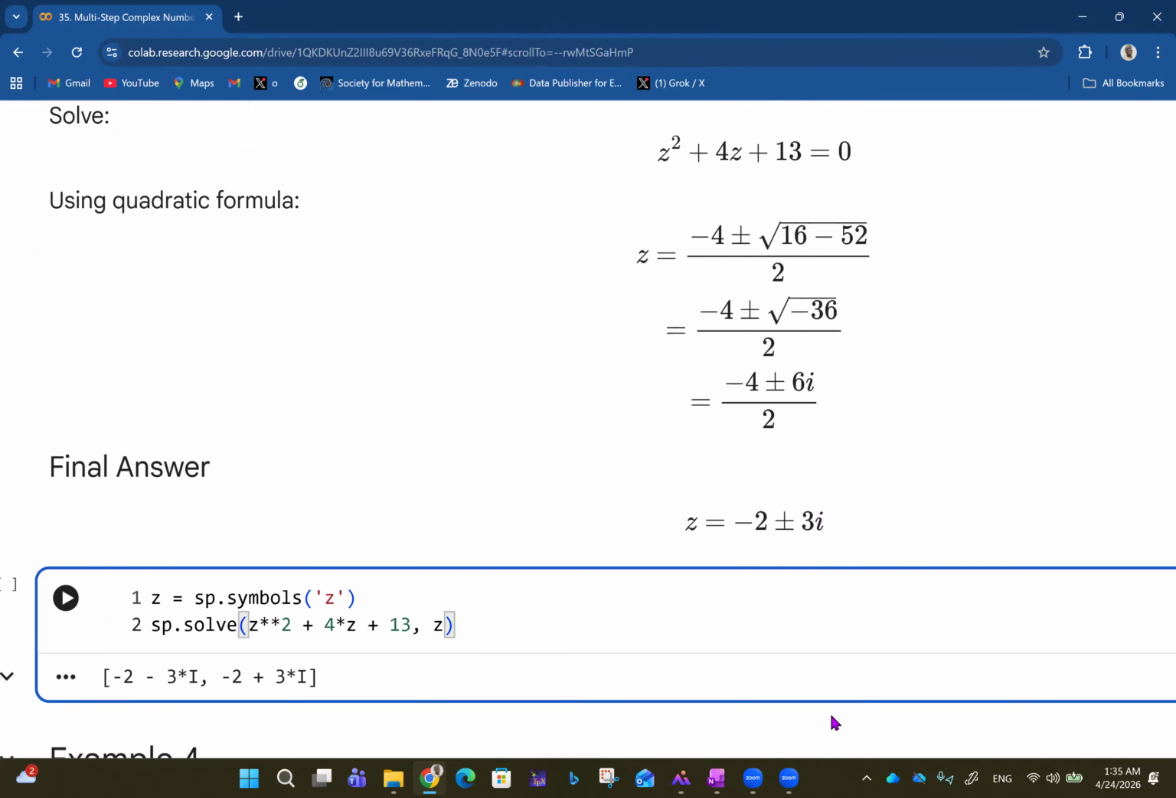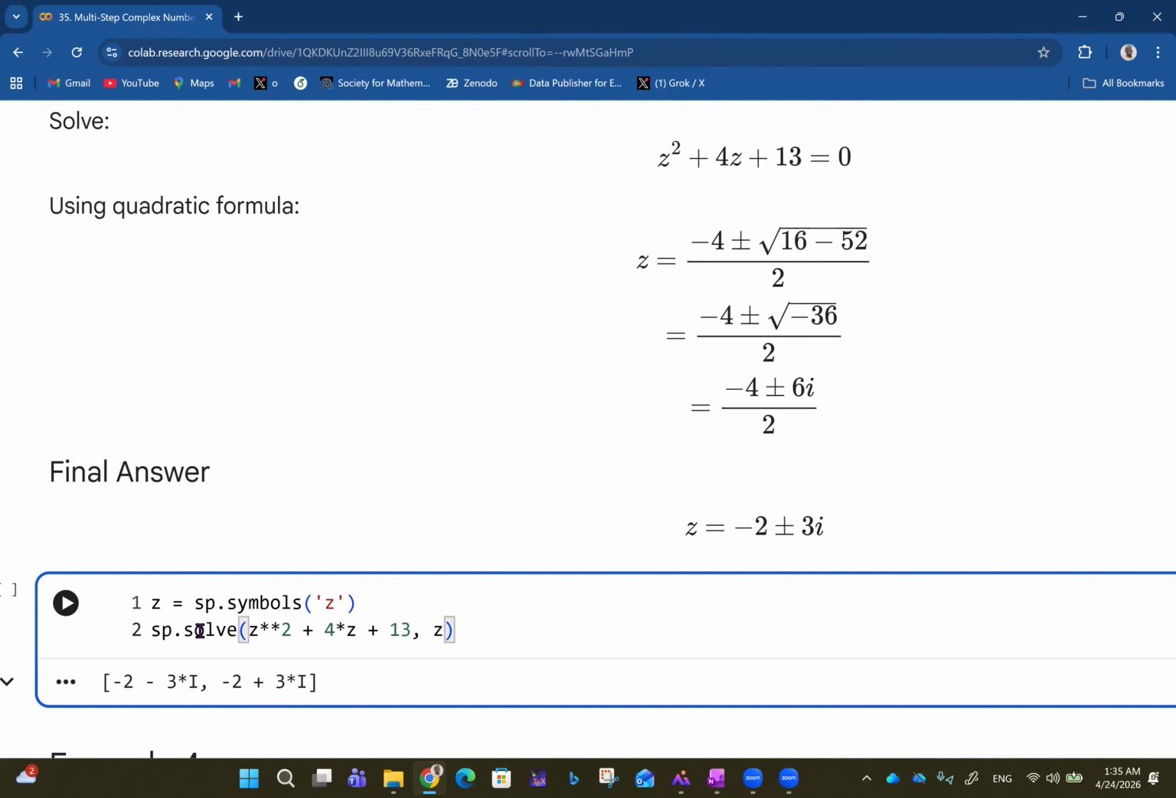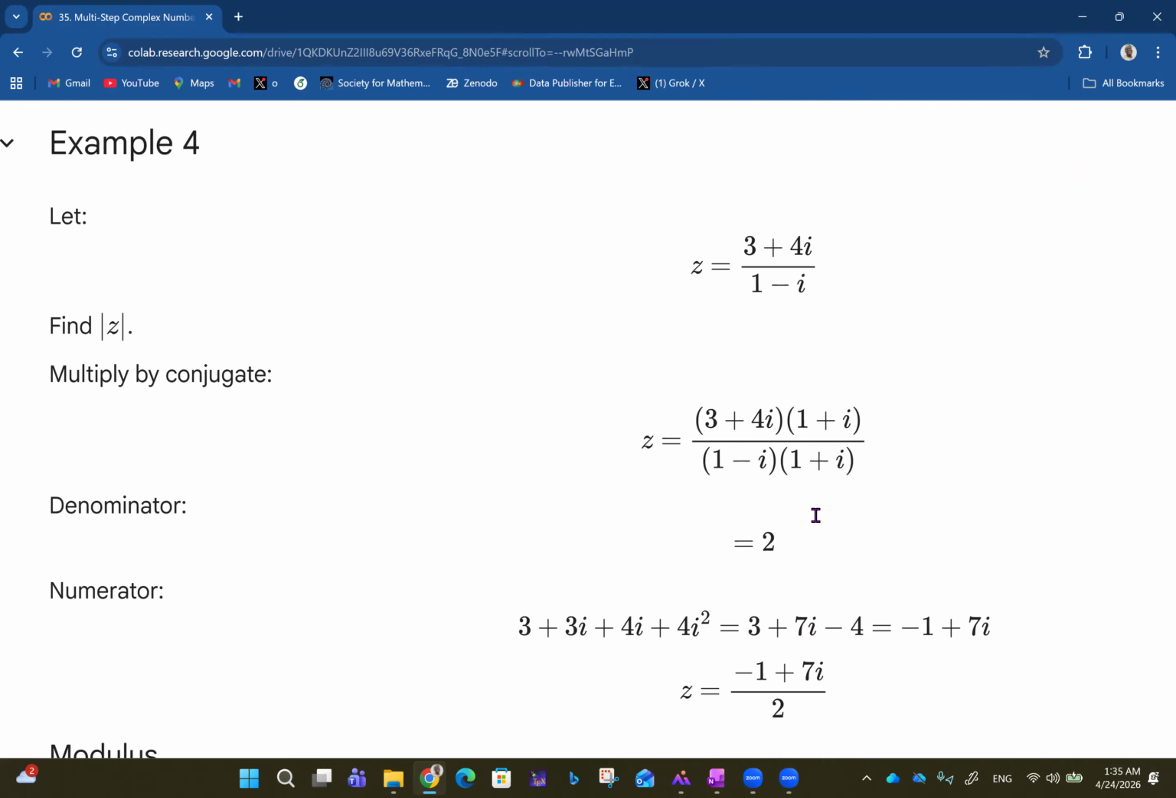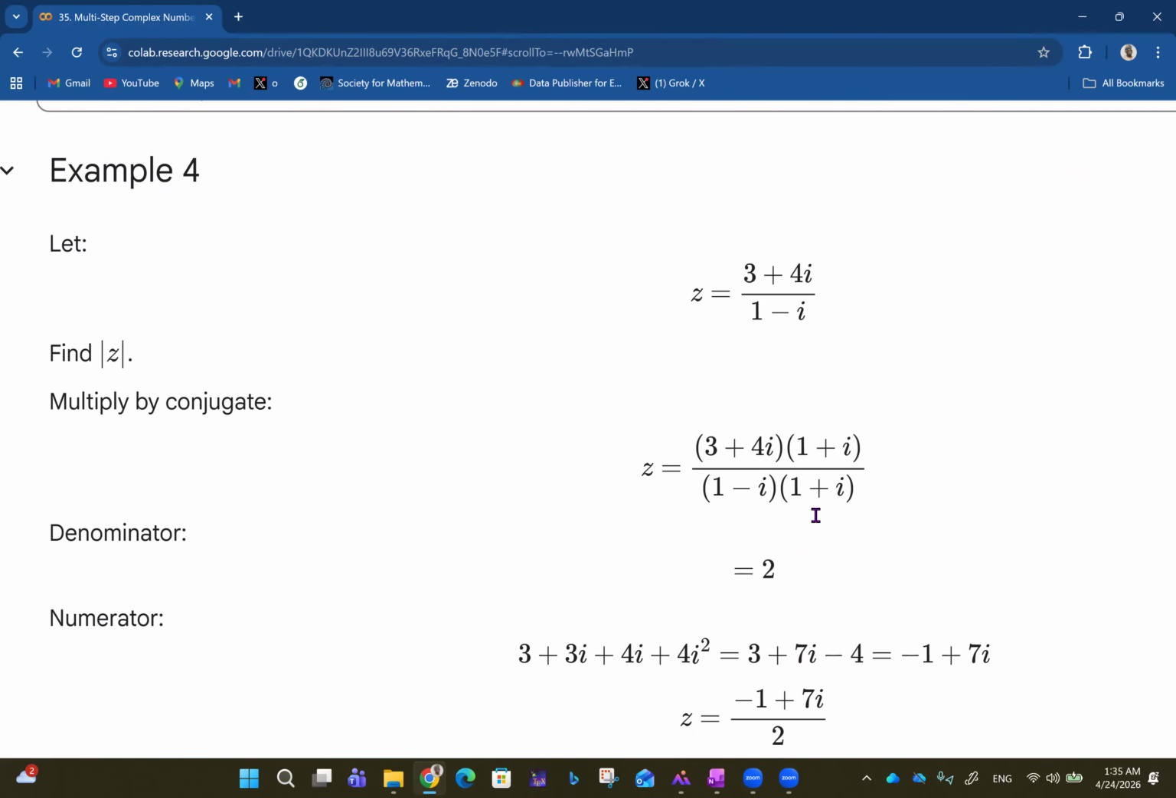With that in place now, we can also confirm using symbolic Python. So this gives us minus 2 minus 3i, then minus 2 plus 3i. So just like minus 2 plus or minus 3i, we have two expressions like that. So then we have another example. Example 4.